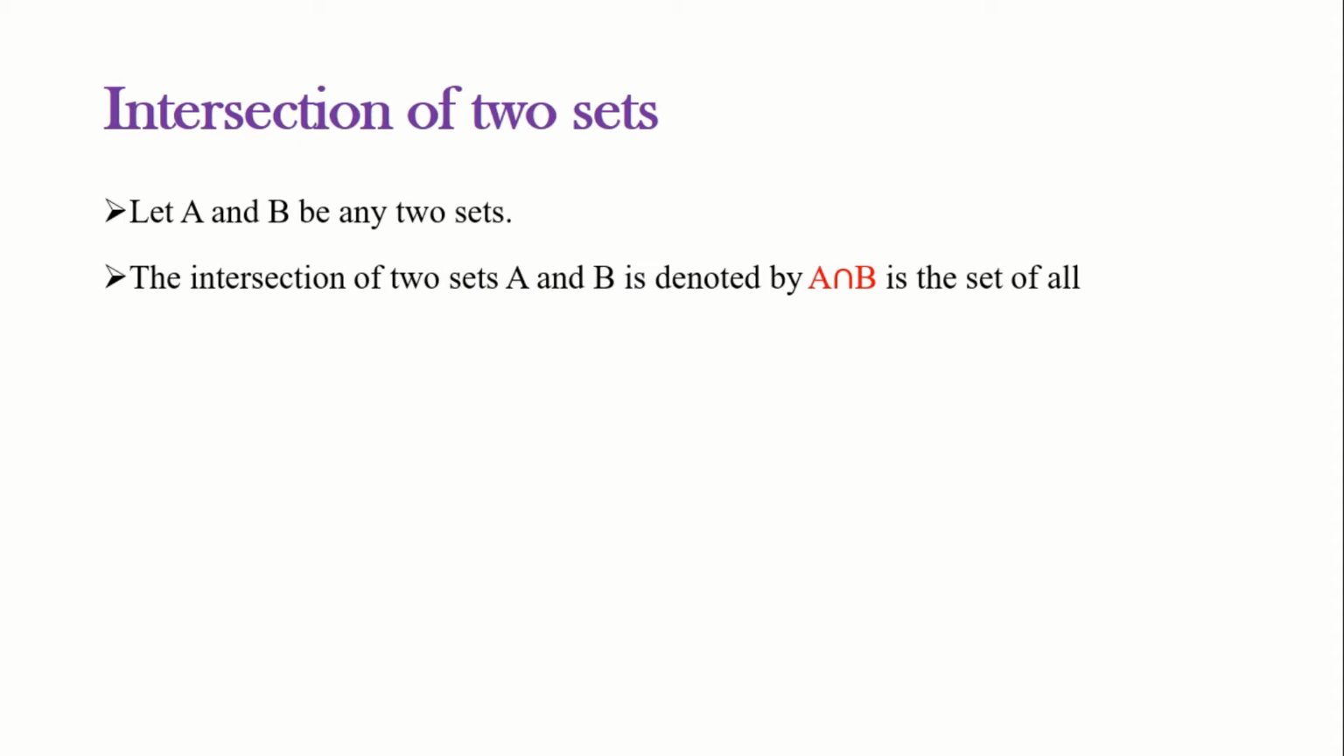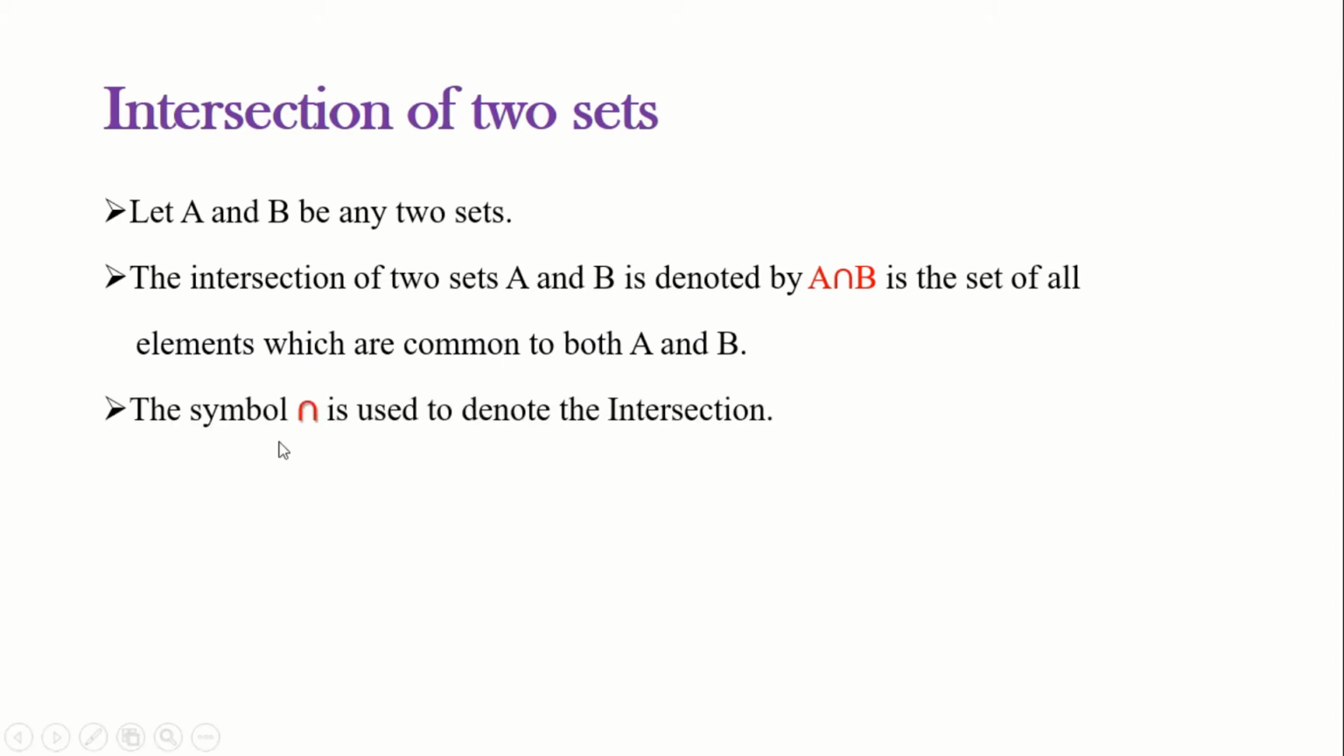Let's see what is intersection of two sets. Given A and B any two sets, the intersection of two sets A and B is denoted by A ∩ B. This is called the intersection operator. This set A ∩ B is the set which consists of all the elements that are common to both the sets A and B. And the symbol ∩ is used to denote the intersection.